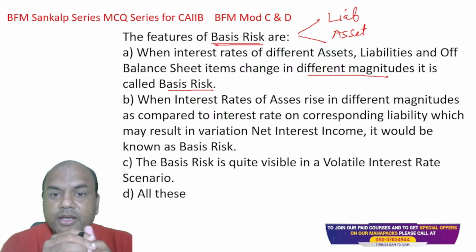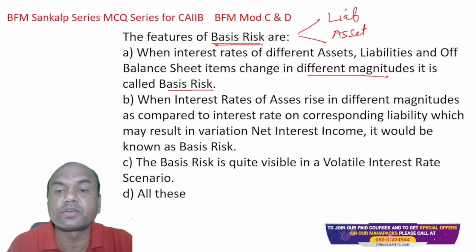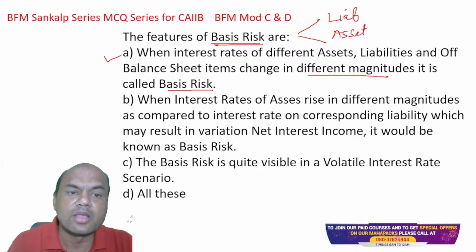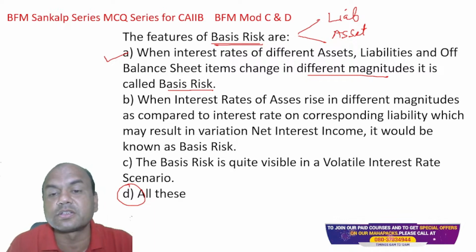Type yes if you feel A is the correct answer. Interest rates of different assets, liabilities and all these. Okay? So A is correct. But there is the option called all of these, so we'll have to check now. All of these means I'll have to check B and C also.